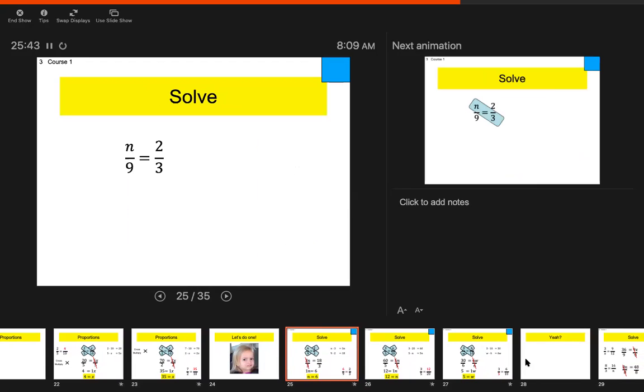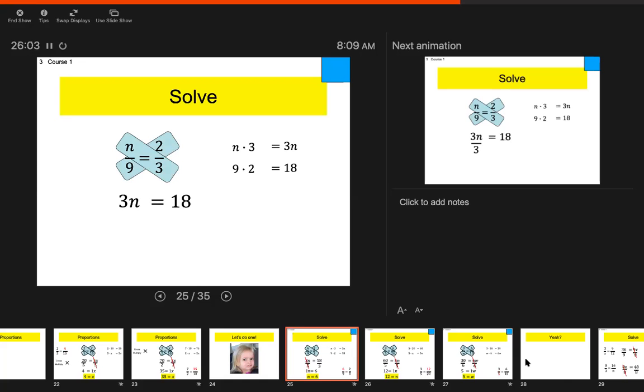What's 3 times n? What's 2 times 9? 18. So we get 3n equals 18. 3n, I'm showing you this. I will stop showing this here in a second. You can immediately write 3n equals 18. You must write 3n equals 18 and solve.